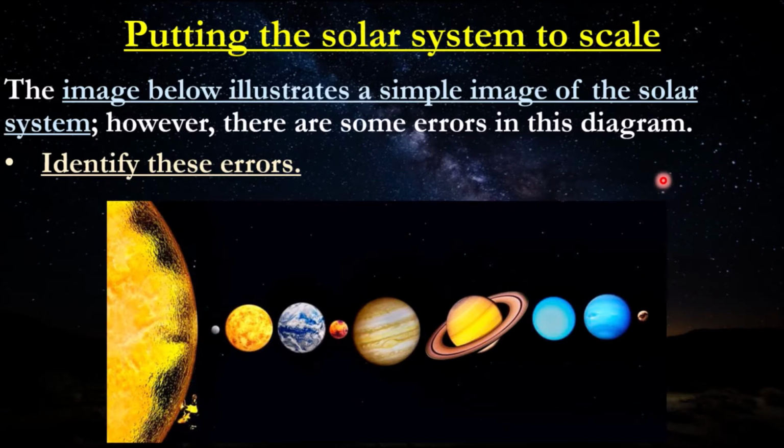So, putting our solar system to scale. The image you see below provides a simple interpretation of our solar system. We have the sun, the 4 terrestrial planets, our gas giants, and good old Pluto. But there are quite a few errors in this diagram. Taking away the fact that Pluto isn't one of the planets, it's in the Kuiper belt, and we don't have the asteroid belt, the sizes of these planets are not to the correct scale, and the distances between the planets are not to the correct scale either.